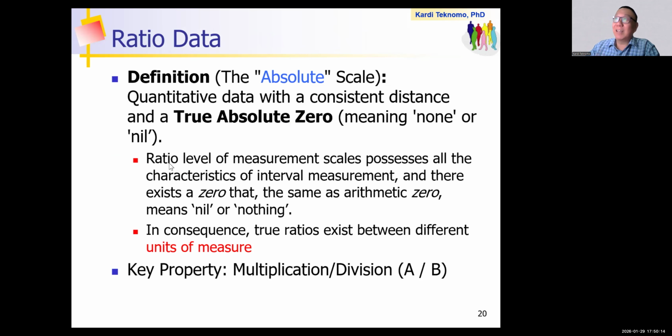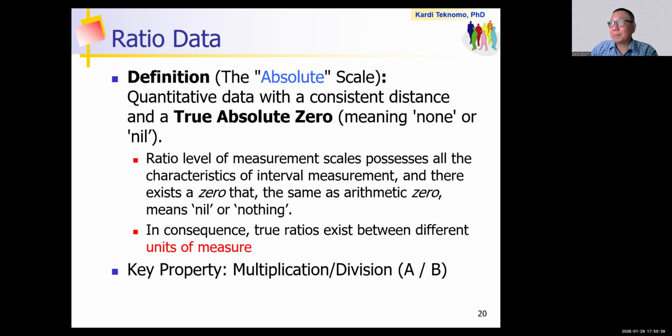Last but not least is the ratio data. This is the absolute scale. Yeah, this is the best, the highest measurement of scale. What's the definition? It is a quantitative data that has consistent distance and has a true absolute zero. True absolute zero means none or nil.